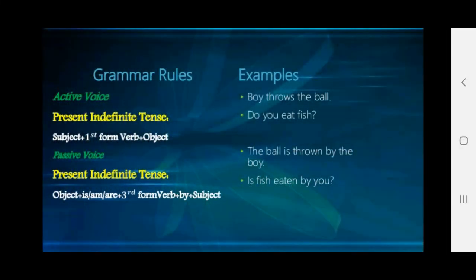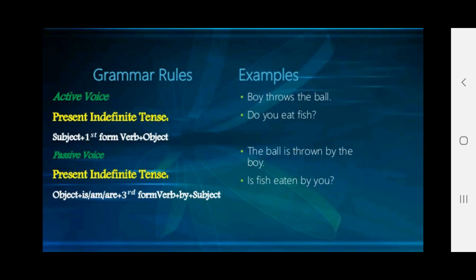Let us begin with present indefinite tense. The rule for changing present indefinite into passive will be like this: object plus is or am or are plus third form of the verb plus by plus subject. For example, boy throws the ball in active voice. The subject here is boy, verb throw, and object the ball. When we change it into passive, it will be like this: the ball is thrown by the boy.